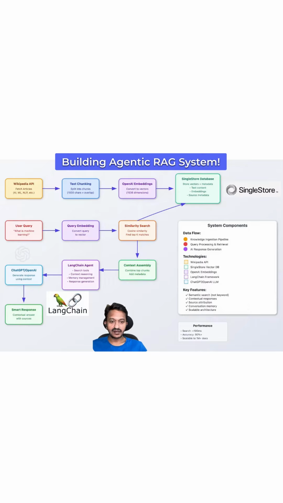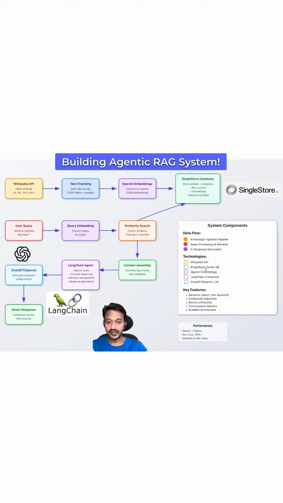It could build an AI system that doesn't just answer questions, but actually understands them and provides contextual source-backed responses, right? So today, we're building an agentic RAG system that combines the power of LangChain, the open source LLM framework, SingleStore, and OpenAI to create something truly intelligent. By the end of this video, you will understand how to build an intelligent agent that can search, reason, and respond, and also the complete architecture from data ingestion to smart responses.